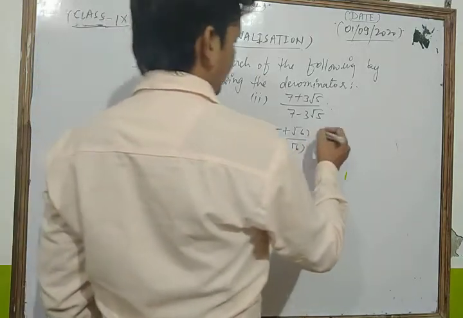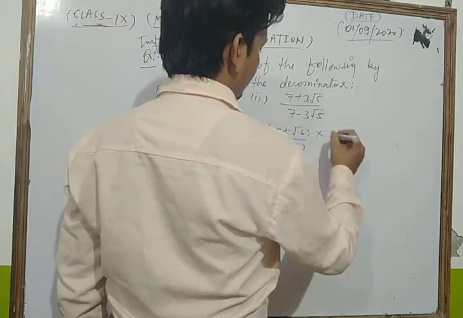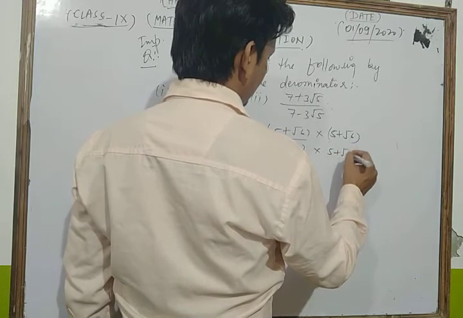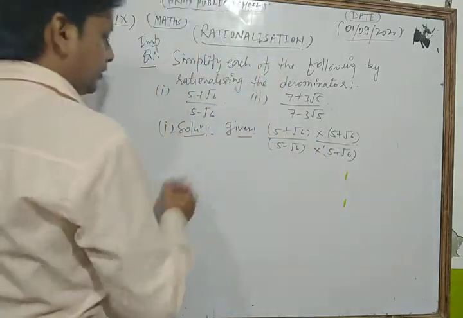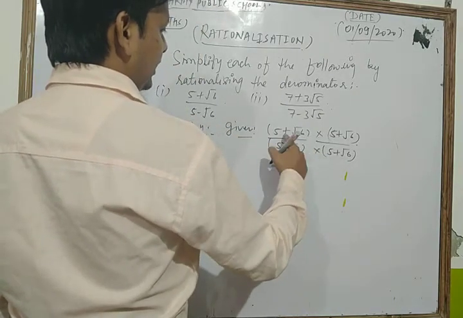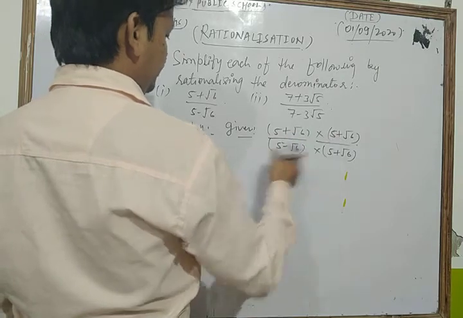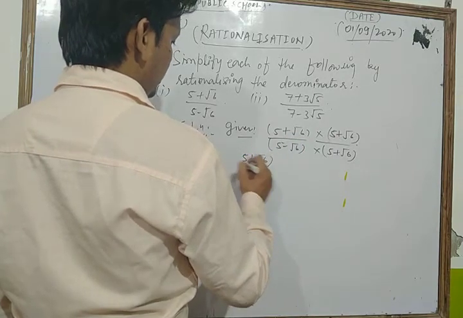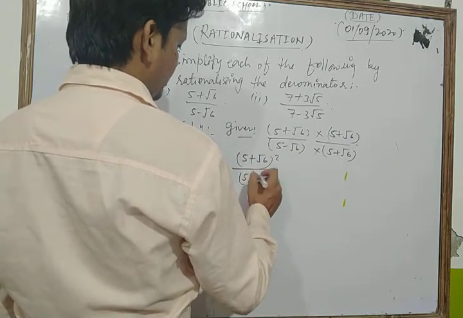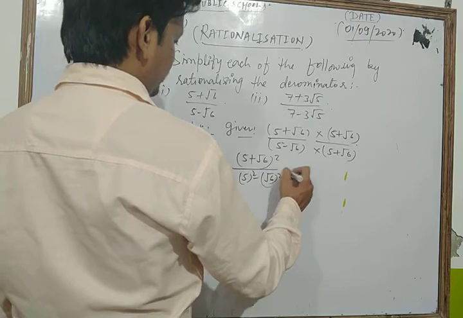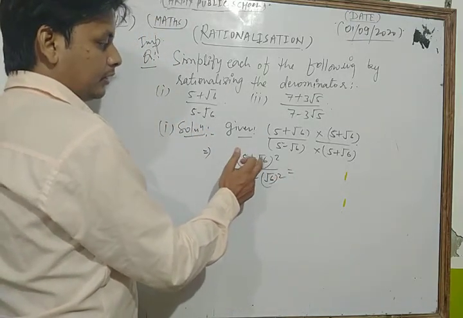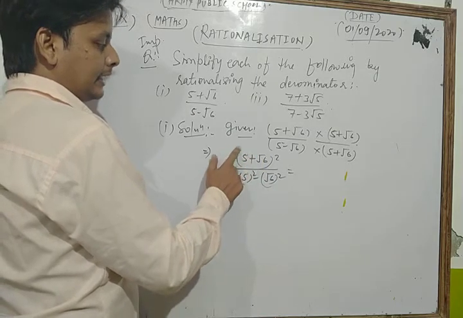Let's see. We multiply by 5 plus root 6 in both the numerator and denominator. We get, here this is 5 plus root 6, this is 5 plus root 6, so we have 5 plus root 6 whole square, and in the denominator a minus b into a plus b, so we write a square minus b square. Here this is a plus b whole square, so we split the given value based on the identity a plus b whole square.